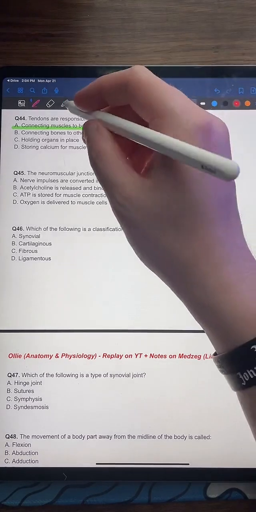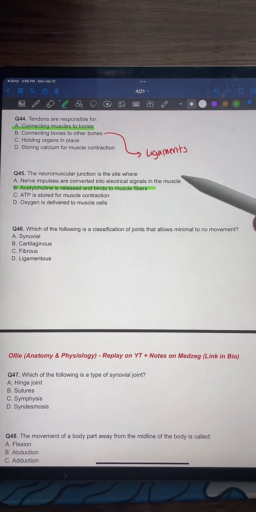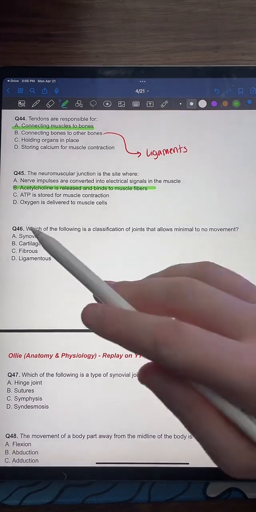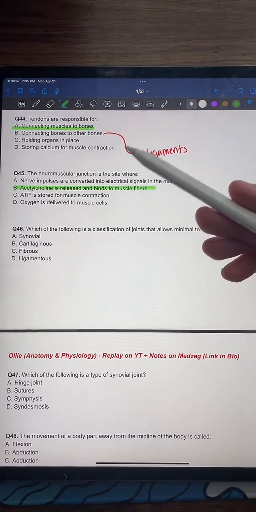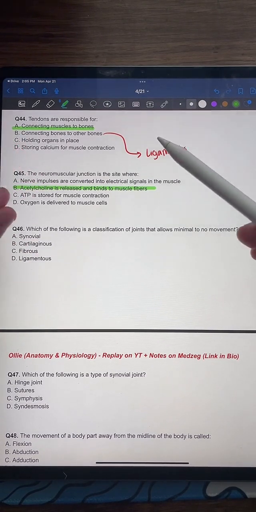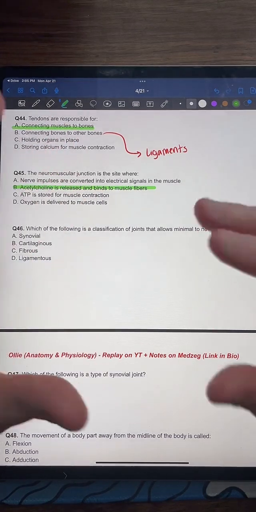The answer is B. Acetylcholine is released, binds to the muscle fibers. This is where motor neurons communicate with the muscle fiber. They release acetylcholine, which is going to begin the initiation of our muscle contraction. It's going to allow the action potential to generate inside of the muscle fiber, which allows the sarcoplasmic reticulum to release calcium, to bind to troponin, to move the tropomyosin away so myosin heads can bind to actin, pulling it towards the center of the sarcomere, or the M line, which allows for muscle contraction.